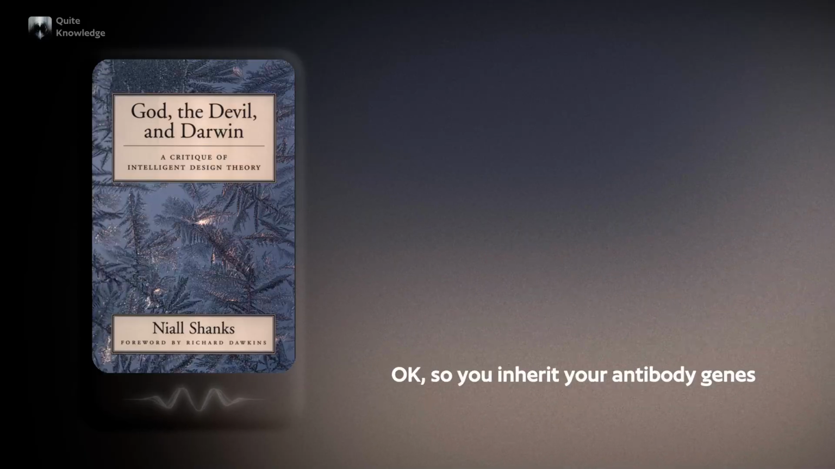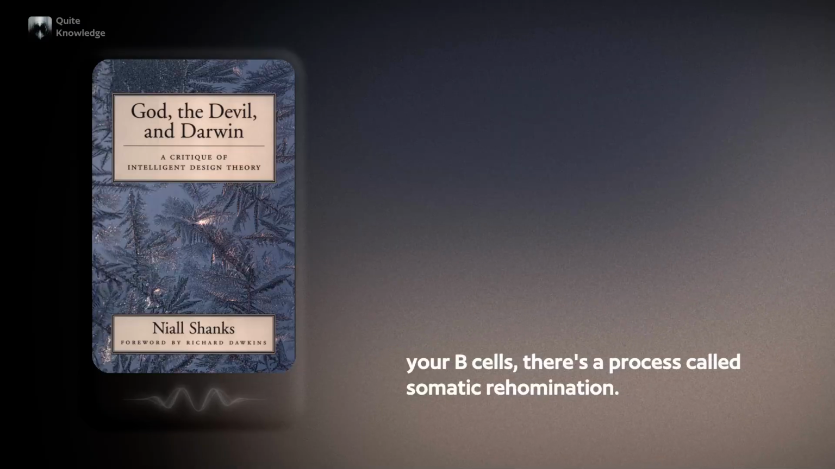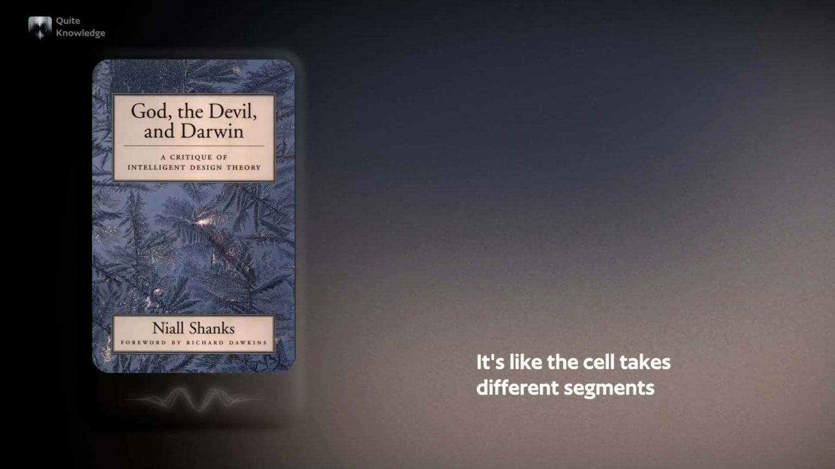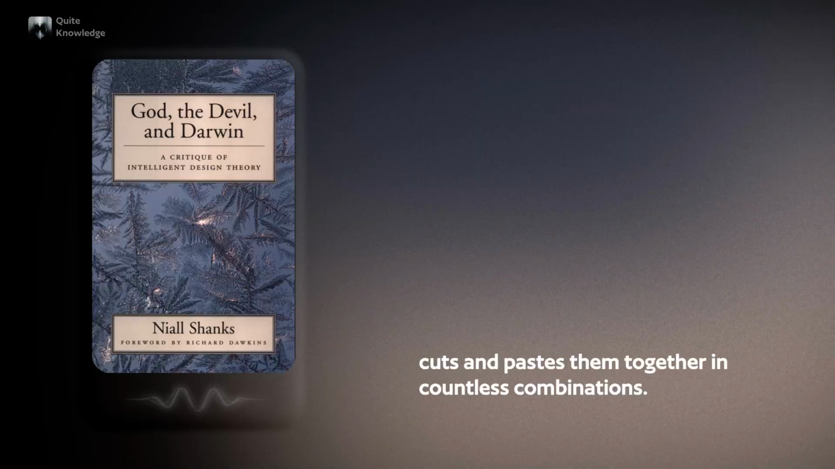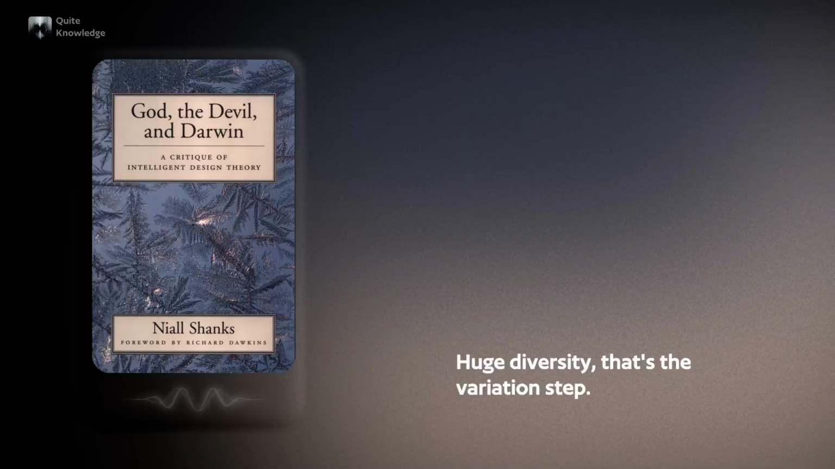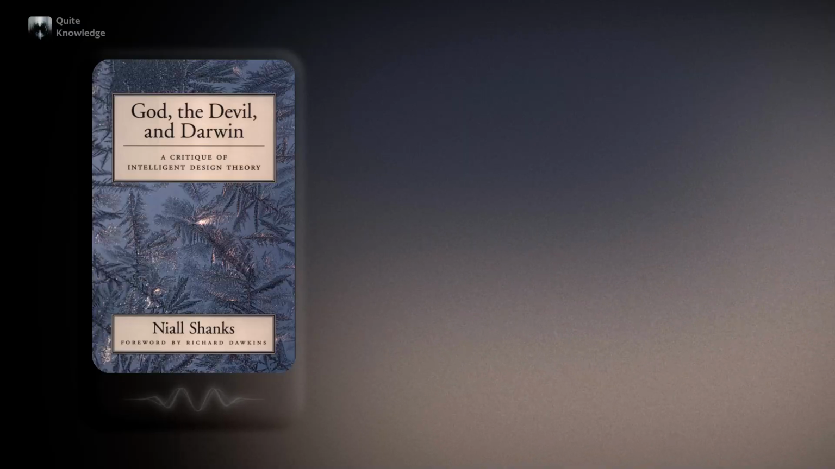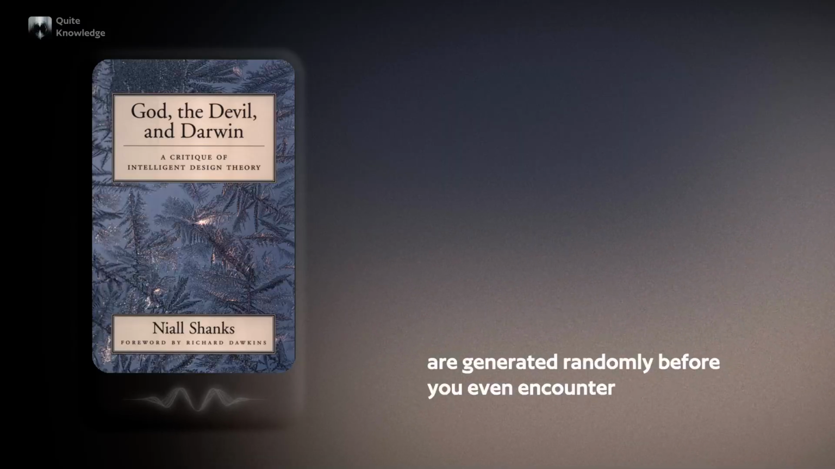Okay, so you inherit your antibody genes in a basic template form, but inside your immune cells, your B cells, there's a process called somatic recombination. It's like the cell takes different segments of these antibody genes and randomly shuffles them, cuts and pastes them together in countless combinations. Creating huge diversity just by chance. Huge diversity. That's the variation step. Millions of different potential antibody shapes are generated randomly before you even encounter an infection.